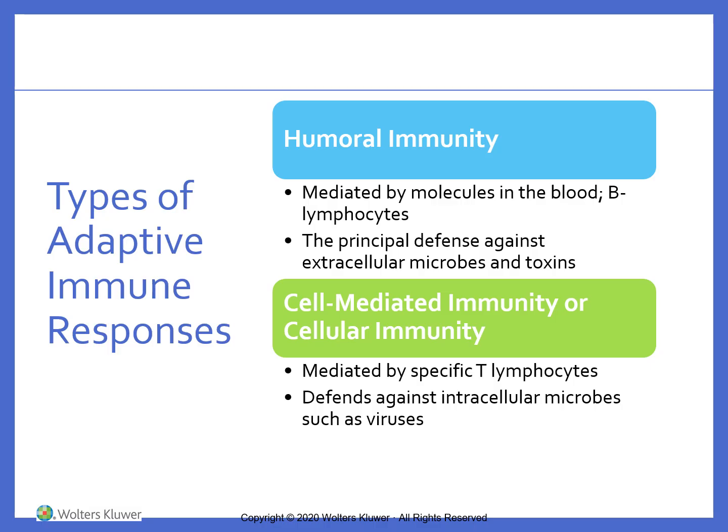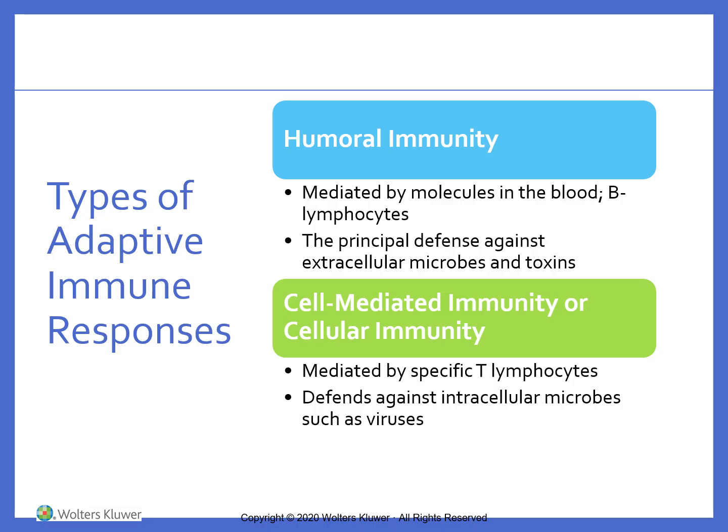Humoral immunity is mediated by molecules in the blood, so these are traveling through the bloodstream at all times, and these are our B lymphocytes. So humoral immunity, humoral equals blood. B lymphocytes are found in the bloodstream. Humoral immunity is our principal defense against extracellular microbes and toxins.